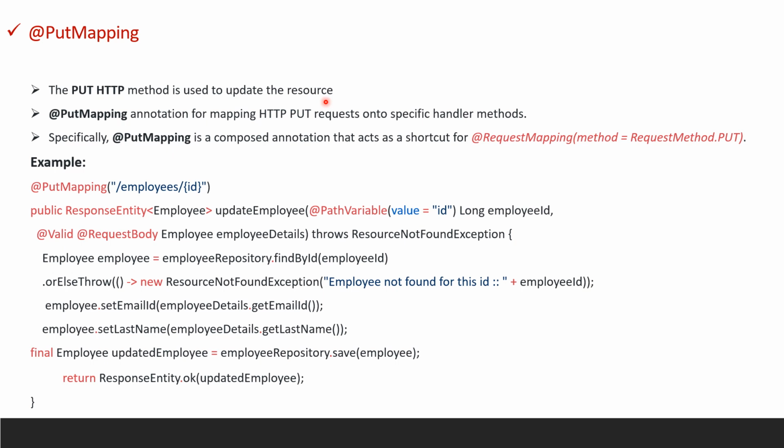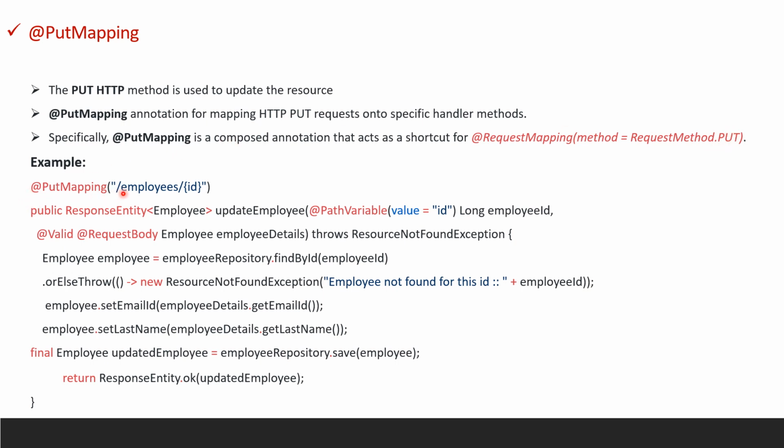The POST HTTP method is used to create a resource, meaning we are creating a new resource. And PutMapping is to update a resource that is already created, already there. So we are just going to update the resource. Here we use the PutMapping annotation, and the shortcut is the same, as I said: after the dot, the method changes.